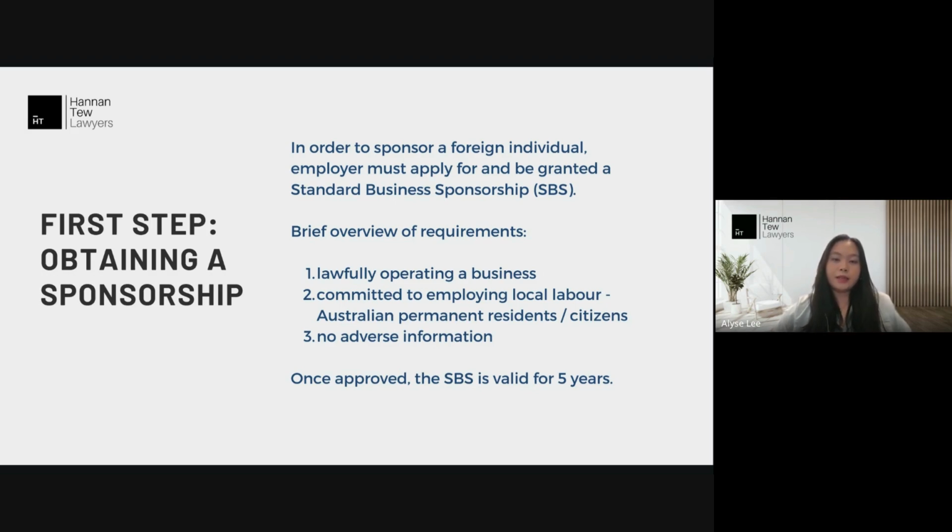Once granted, an SBS is valid for 5 years, so it allows the business to nominate multiple visa applicants within this 5-year period. However, the business must continue to comply with its sponsorship obligations, which I'll cover a bit later, within this period to maintain their approved status. So this first step is crucial because without an SBS, a business cannot proceed with the SID visa.